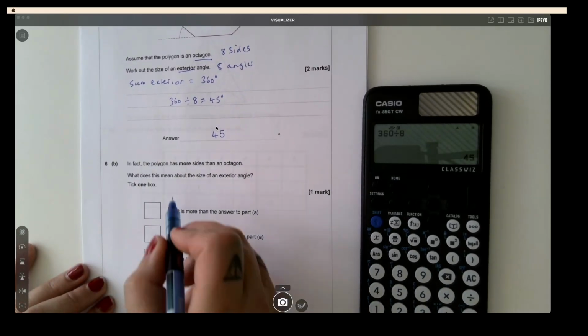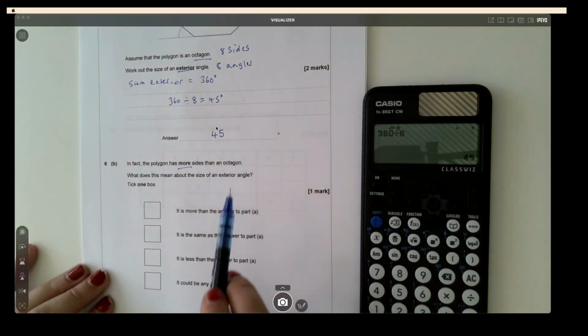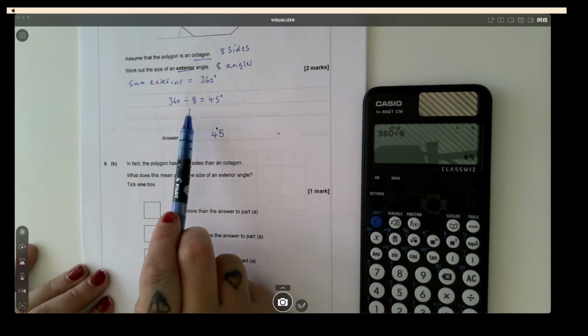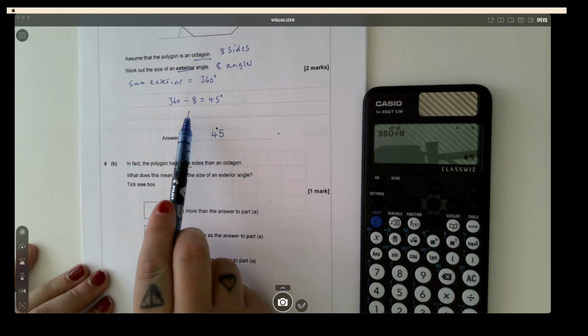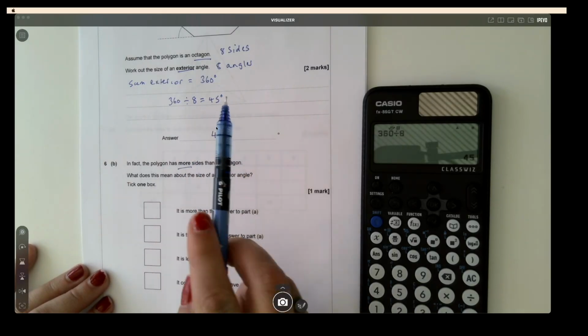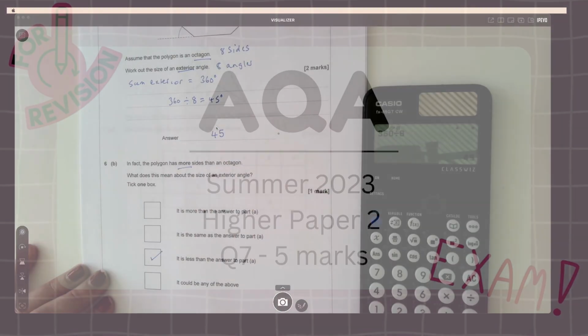6b. In fact, the polygon has more sides than an octagon. What does this mean about the size of an exterior angle? And we've got to tick one of these boxes. So it's either going to be more than that answer, the same as this answer, less than, or it could be any of the above. So let's think about this. To find the exterior angle, we divide by the number of sides. So here we divided by 8 to get 45. If the polygon has more sides than an octagon, then we're going to be dividing by a bigger number. If we divide by a bigger number, we're going to get a smaller answer. So we're going to tick that box there because it would be less than the answer to part A.